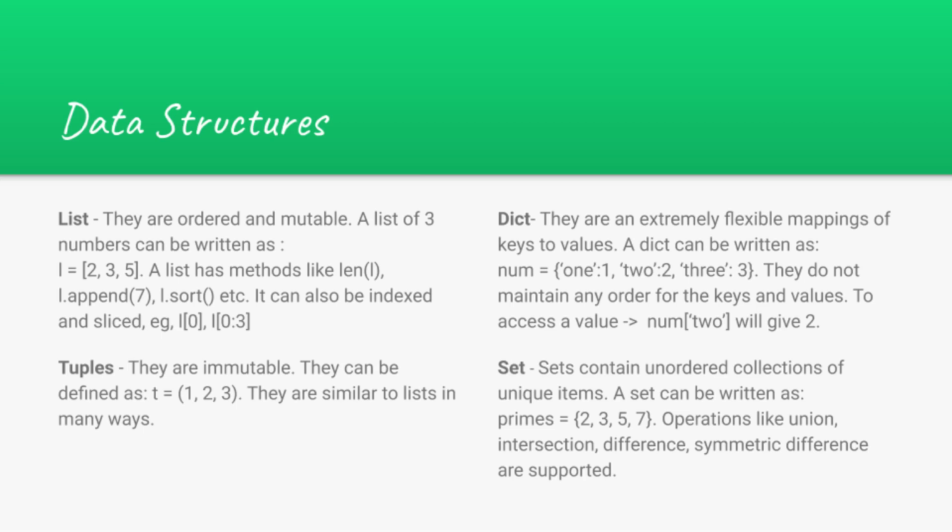Tuples. Tuples are immutable. They are similar to lists in many ways. They're useful when you do not want to change the elements at all. Dictionaries, or dicts. Dictionaries are very useful to create mappings of key value pairs.